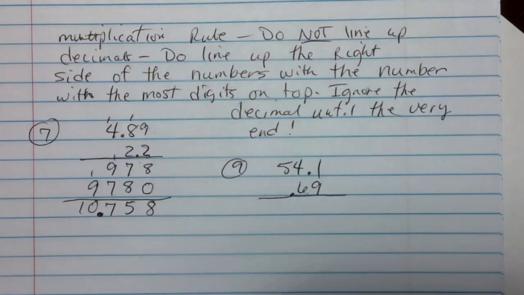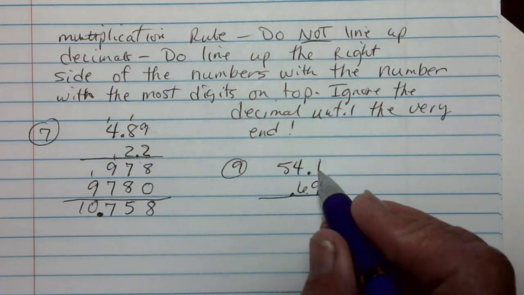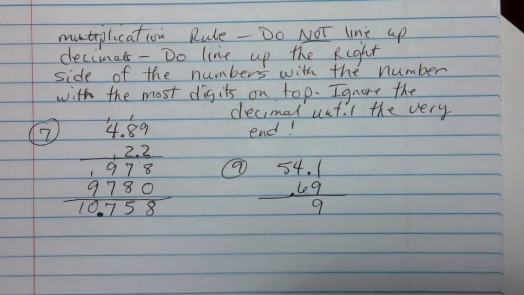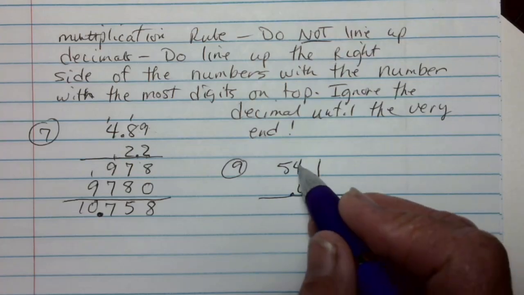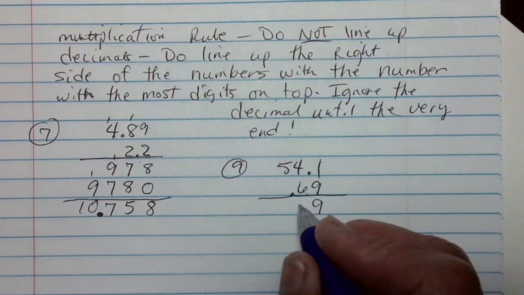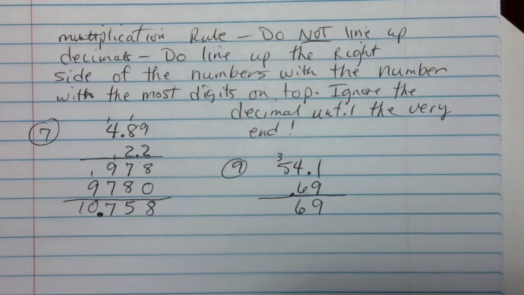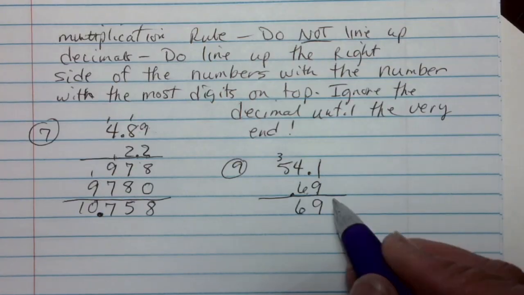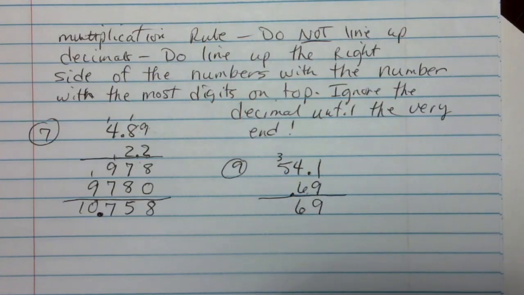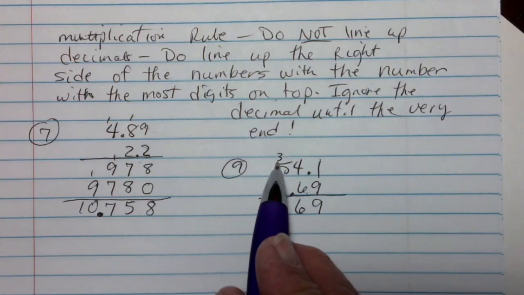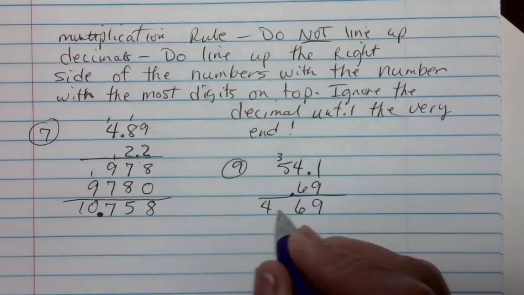Everybody ready? 9 times 1 is 9. 9 times 4 is 36. Write down the 6 and carry the 3. 9 times 5 is 45. 45 plus 3 is 48. So write down 48.